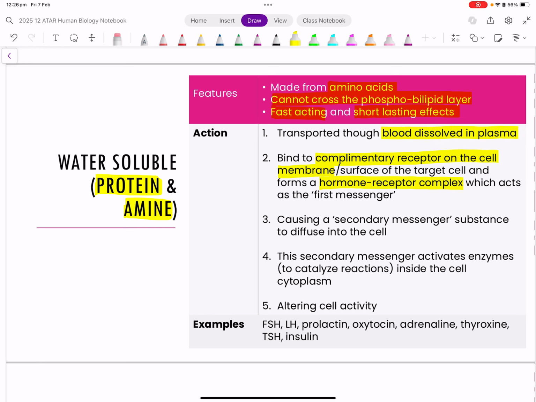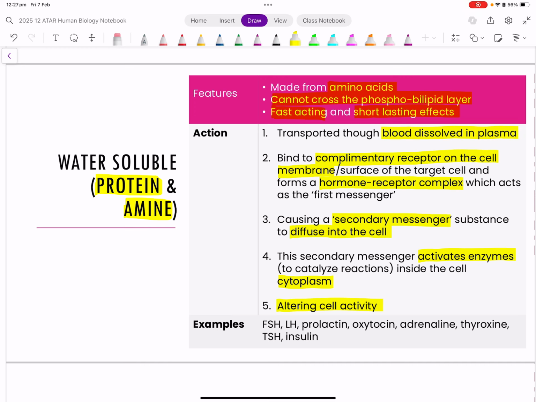Because once this first messenger has formed, it causes what is known as a secondary messenger to diffuse into the cell. Because the hormone receptor complex is water soluble, it cannot diffuse through that phospholipid bilayer, so it sends another hormone in its place. It sends a secondary messenger, and this secondary messenger again diffuses into the cell. Once the secondary messenger has diffused into the cell, it will then go and activate particular enzymes to catalyze reactions inside of the cell cytoplasm. As a consequence, it has now altered the activity of this particular cell.